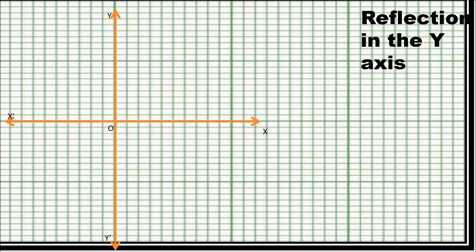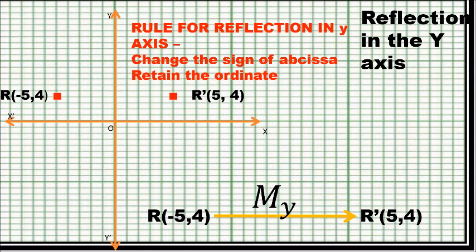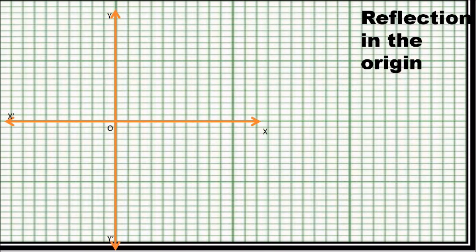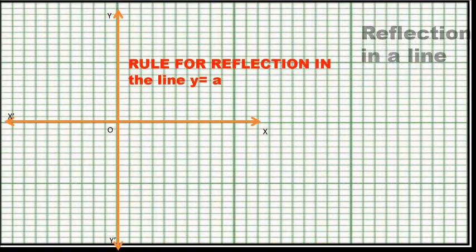While reflecting the point in the y-axis, we change the sign of the abscissa and retain the ordinate. So, for example, R(-5, 4) is reflected in the y-axis, so the image would be (5, 4). What will happen to the point when it gets reflected in the origin? Here, we change both the signs of abscissa and ordinate.